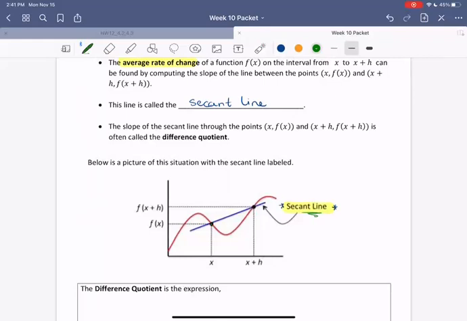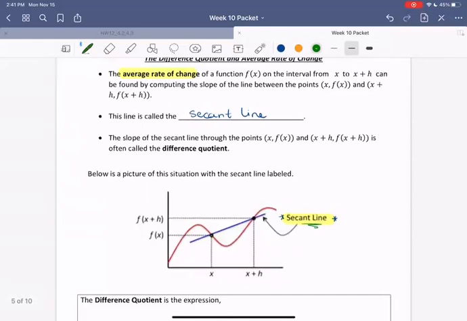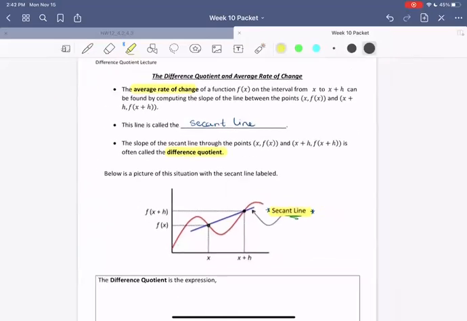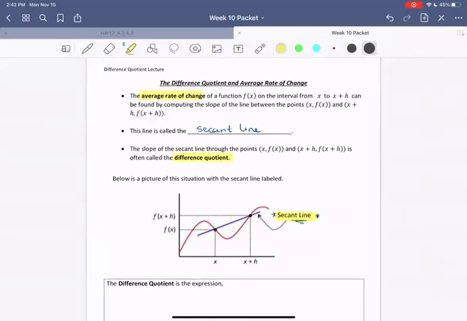All right, and then the last little bit of notation or vocabulary here is the slope of the secant line, like we were just talking about in this first bullet, through these 2 points is often called the difference quotient. So again, below is a picture of the situation. What you're noticing here is that there's a lot of repetition. That's because in these definitions, there are many ways to say the same thing, meaning rate of change of a function over an interval is the same thing as the slope of the secant line, which is also often called the difference quotient.